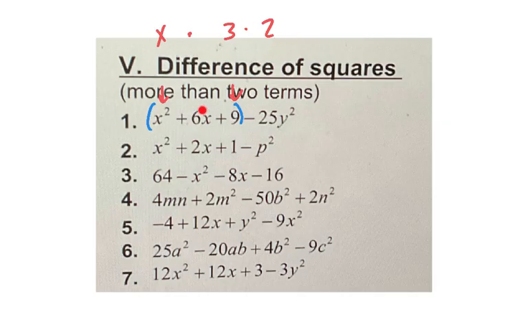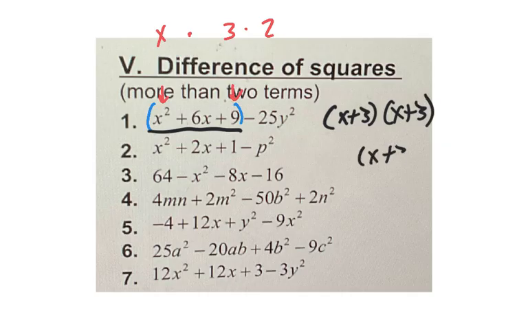That's the middle term. So if that happens, it is a perfect square trinomial, which means I know this factors to be x plus 3 times x plus 3, which we can write as x plus 3 squared. And then that's leaving me with, I've not done anything with this minus 25y squared. I just bring it down. And now you'll notice this looks just like the problems above it. So it's a difference of perfect squares.